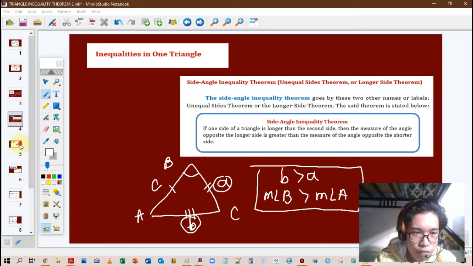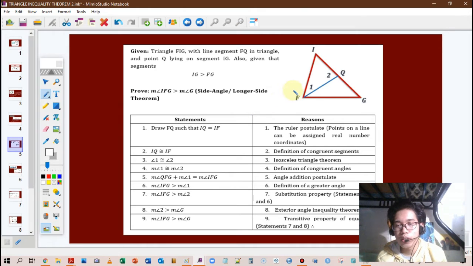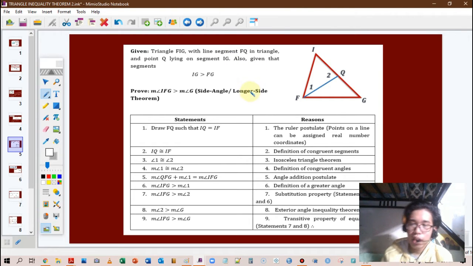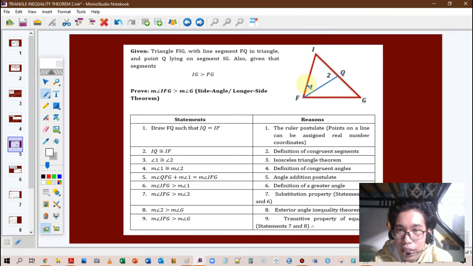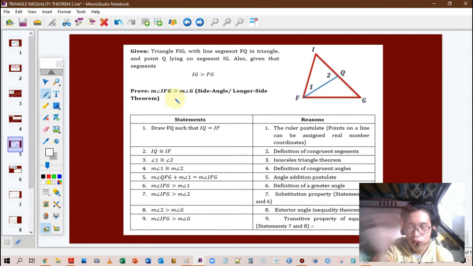Let's try to apply that theorem and prove it using this triangle that we have here. We have triangle FIG, with line segment FQ on the triangle and point Q lying on segment IG. For this one, we're supposing that IG is greater than FG, given from the side-angle inequality theorem. We want to prove that the measurement of angle IFG is greater than the measurement of angle G using the longer side theorem.